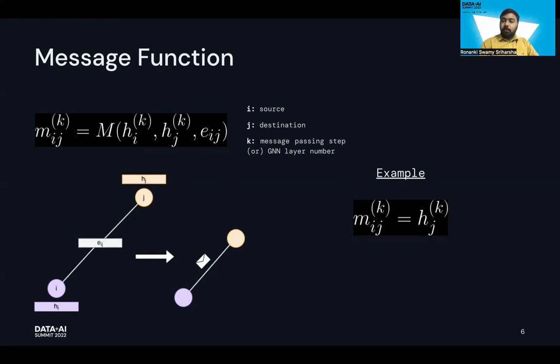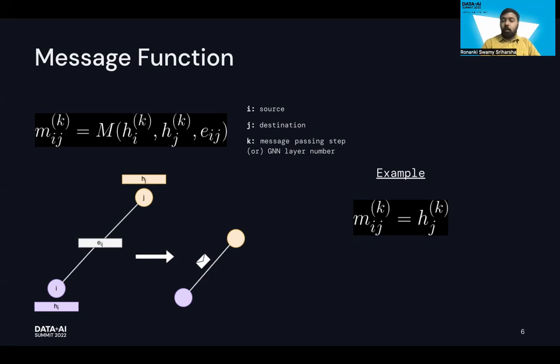A message function can typically be a combination of these three things: the source node's representation, the destination node's representation, and the edge representation. One of the examples that we can define is a simple neighborhood copy. We can only consider the node's neighborhood information as a message function. That's what I was referring to here: m subscript ij is equal to h subscript j. This is nothing but the message that you receive from j, which is nothing but the jth node's representation.